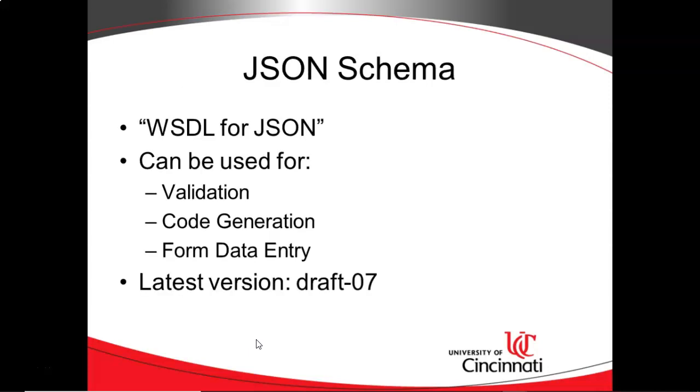So a few things in the JSON schema. First of all, I like to call it WSDL for JSON, something that describes what a REST endpoint serving JSON should look like. It can be used to validate the data that's coming in. It can be used to generate code for the client or server side. And you can use a JSON schema to automatically create a form, sometimes with validation, using several tools that are available. The latest version at the time of this recording is Draft 07.